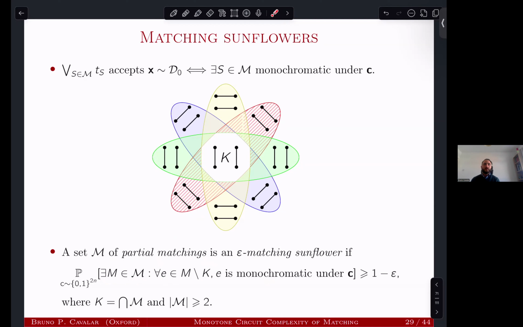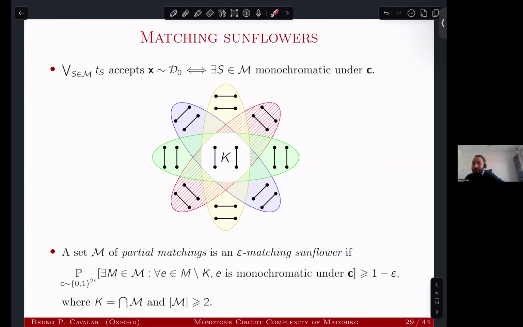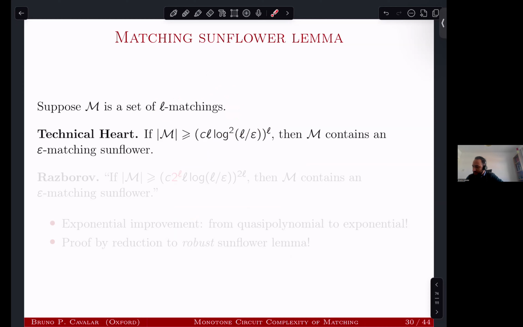Please feel free to interrupt, and I can go back in the slides. We have more time later on, so you don't need to be afraid of making me go back. So just like before, I said robust sunflower bounds are what give you monotone circuit bounds, and here matching sunflower bounds are what give you monotone circuit bounds for perfect matching. So suppose you have a set of matchings, all of which have L edges. The technical part, don't care too much about these numbers for now, is a bound on how big a family must be to have an epsilon matching sunflower.